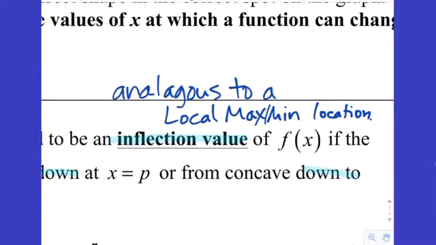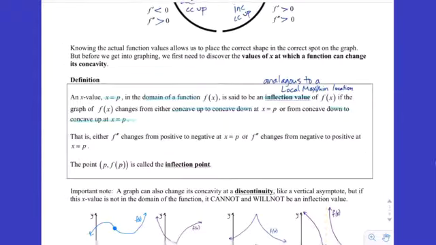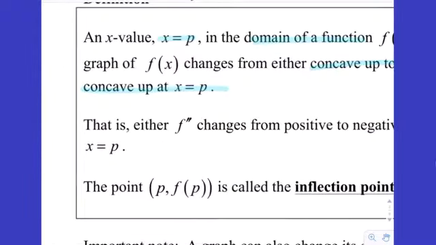Okay? Local max and mins only occurred at critical values, but not every critical value was a local max or min. Same thing here. If the graph changes concave up to concave down or vice versa, it's going to be an inflection value. But the places where that can happen might not always be an inflection value, just like not every critical value is a local max or min.